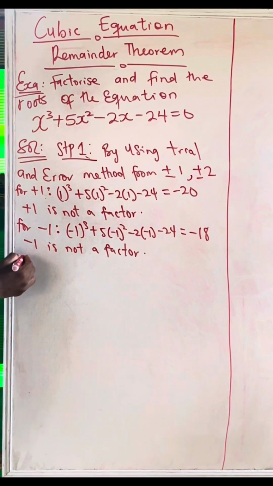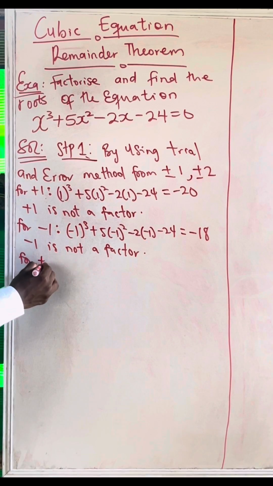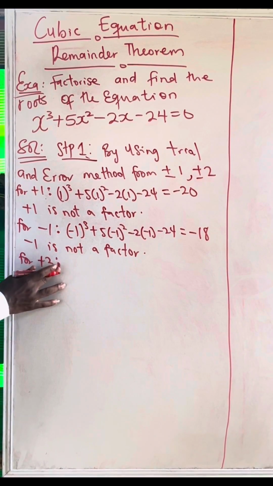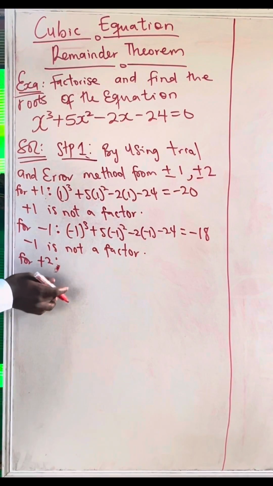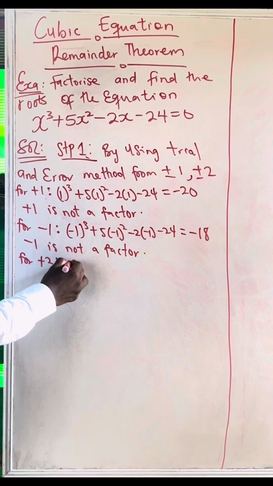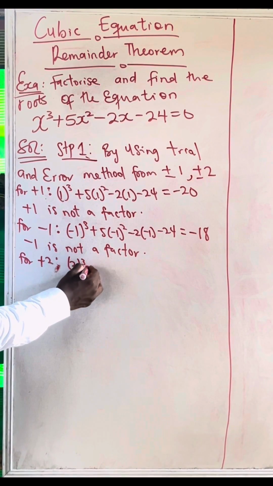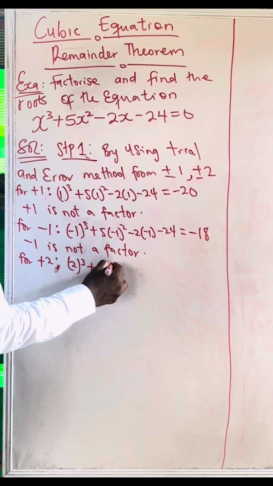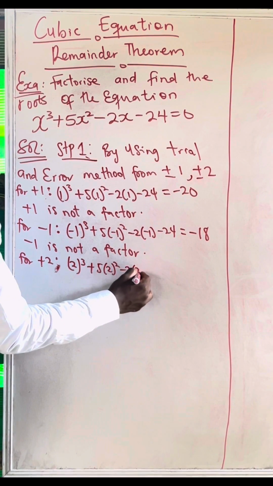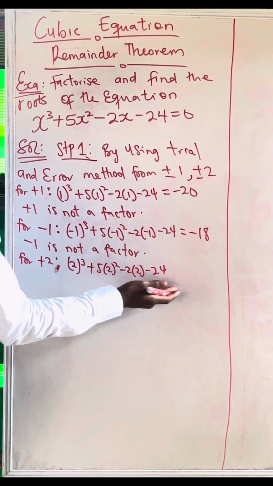So for plus 2, let me substitute plus 2 here. It will be 2 raised to power 3 plus 5 times 2 squared minus 2 times 2 minus 24. So let me add everything together.